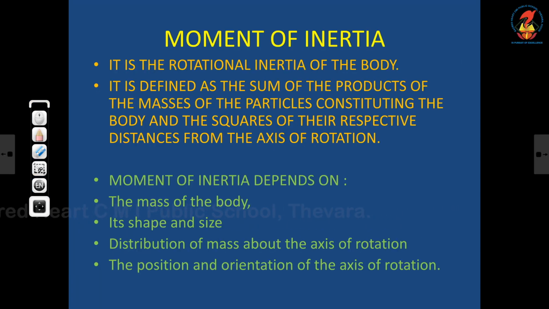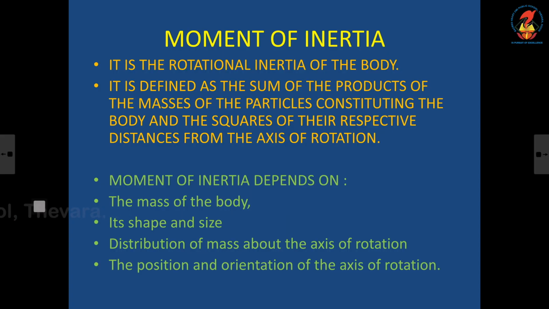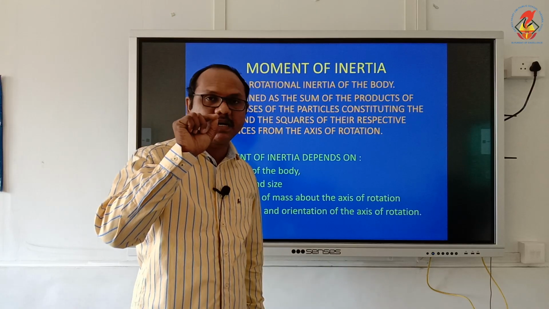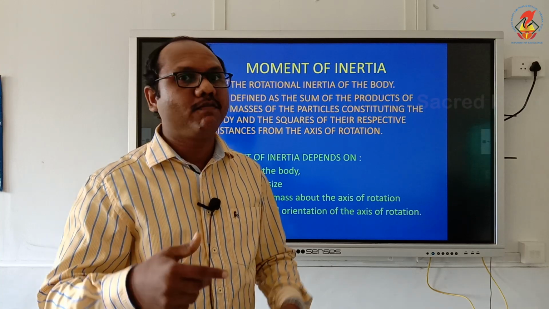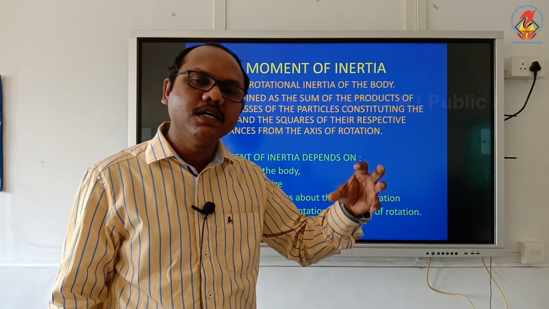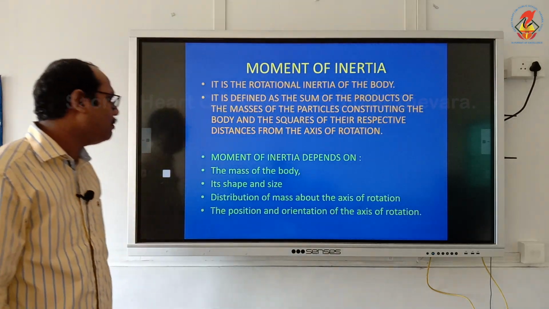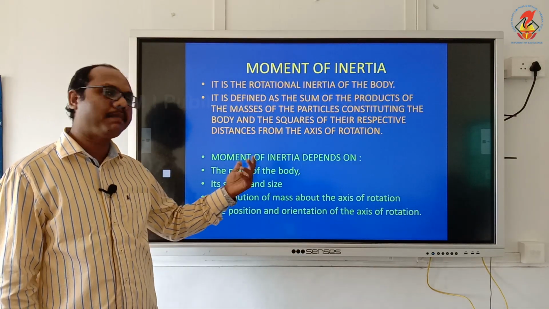Now, what are the factors affecting moment of inertia? The first factor is the mass of the body. Obviously, if mass increases, moment of inertia increases. The second factor is the shape and size. For a uniform body, the center of mass is at the center. But for a non-uniform body, the center of mass will be somewhere closer to the region where more mass is there. So depending upon that, moment of inertia will change. That is what shape and size means.